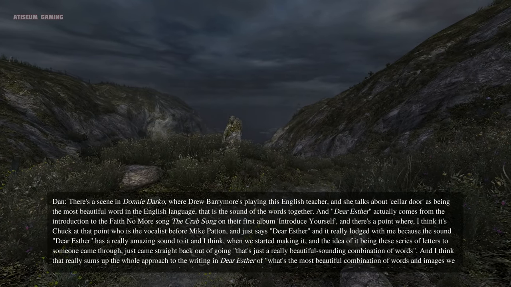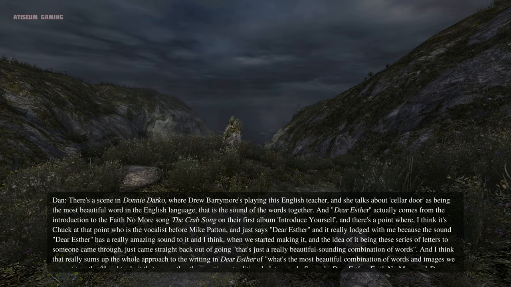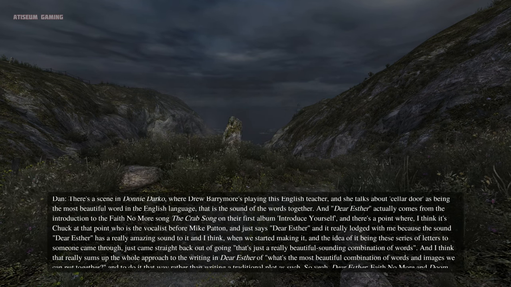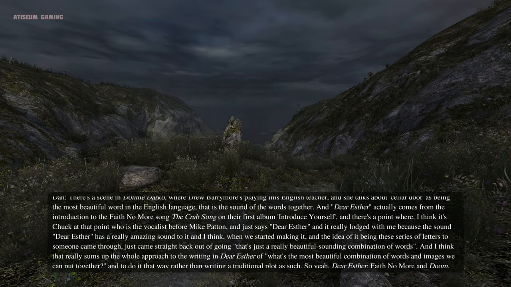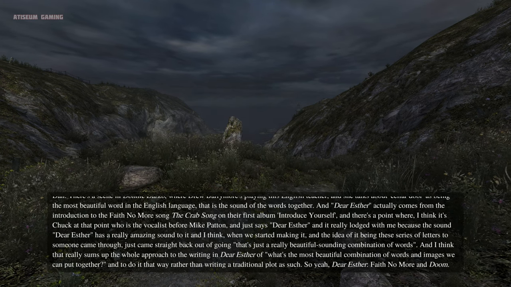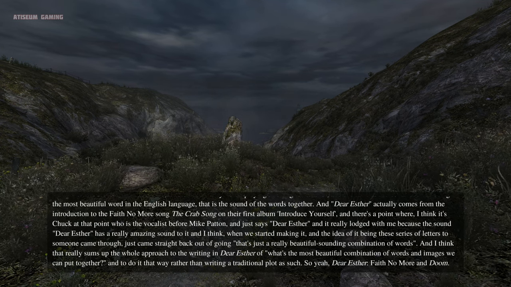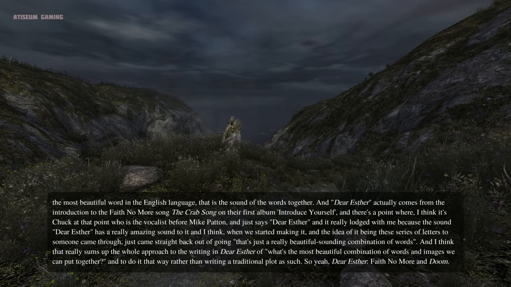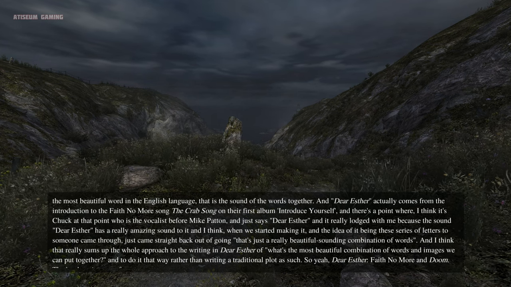There's a scene in Donnie Darko where Drew Barrymore's playing his English teacher and she talks about cellar door as being the most beautiful word in the English language, about the sound of the words together. And Dear Esther actually comes from the introduction to a Faith No More song, the crab song on the first album, Introduce Yourself. There's a point where, I think it's Chuck as the vocalist before Mike Patton, just says, Dear Esther. And it really lodged with me because the sound, Dear Esther, has a really amazing sound to it. When we started making it and the idea of it being a series of letters to someone came through, it came straight back out of going, that's a really beautiful sounding combination of words.